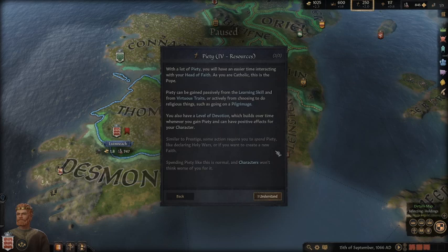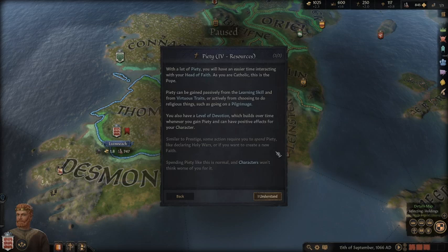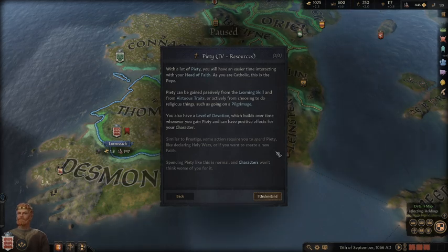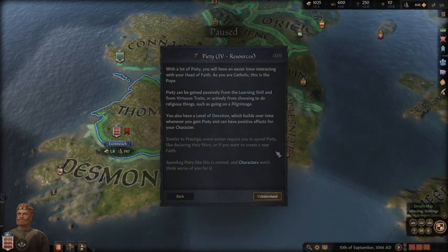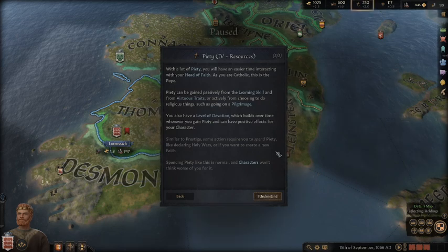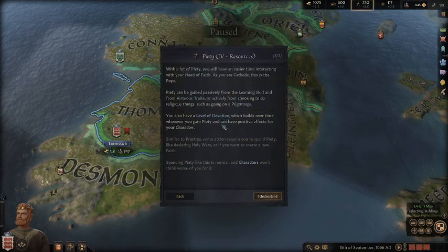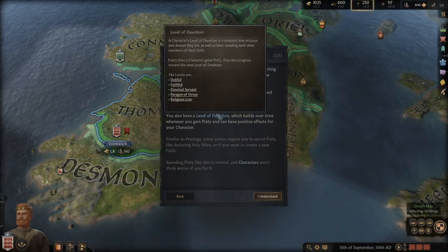With a lot of piety, you will have an easier time interacting with your head of faith. As you are Catholic, this is the Pope. Piety can be gained passively from learning skill and from virtuous traits, or actively, maybe from choosing to do religious things, such as going on a pilgrimage. You also have a level of devotion which builds over time whenever you gain piety and can have positive effects for a character. So, same mechanic as with prestige.